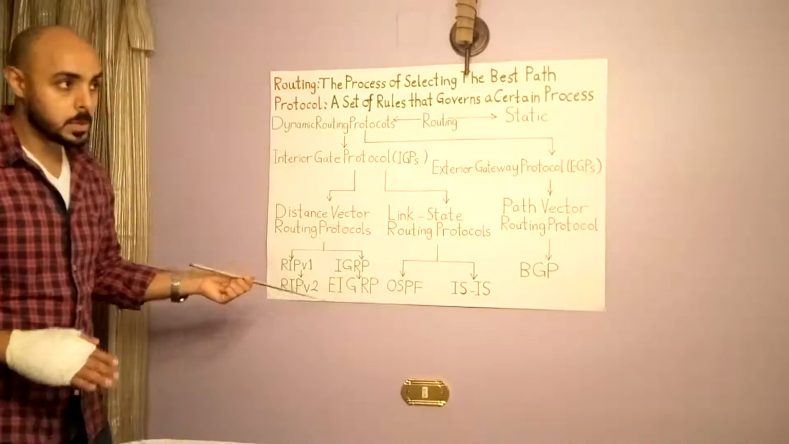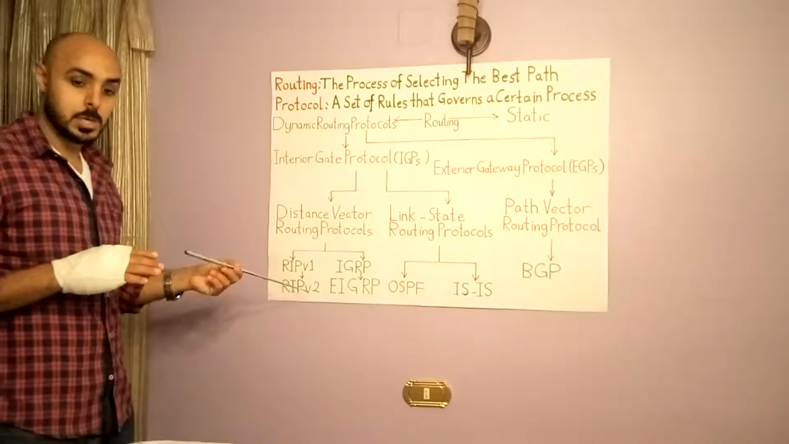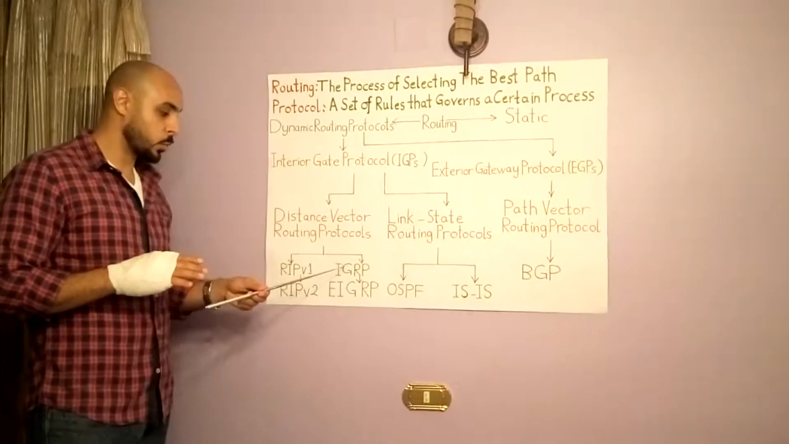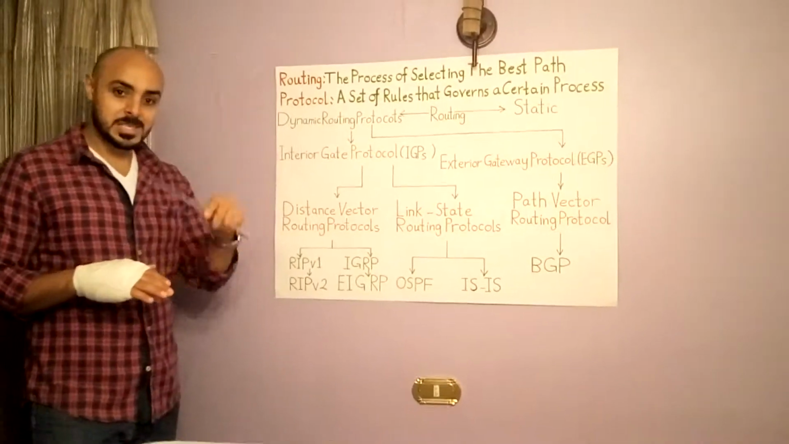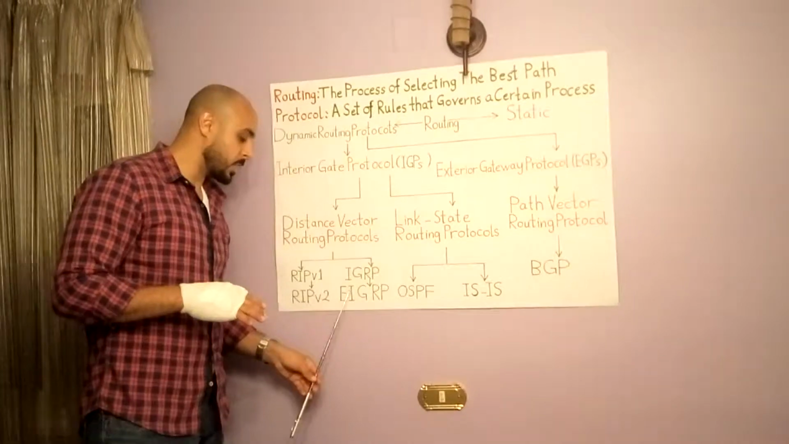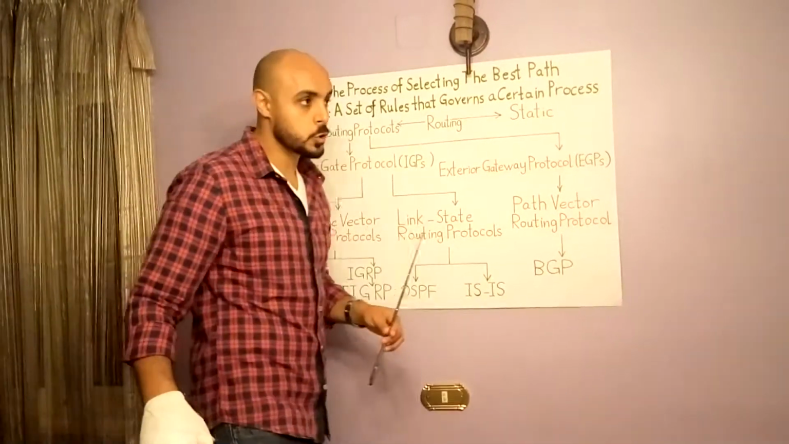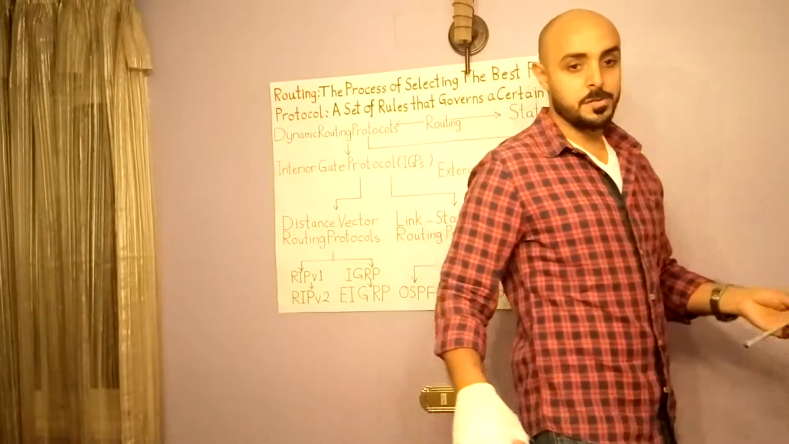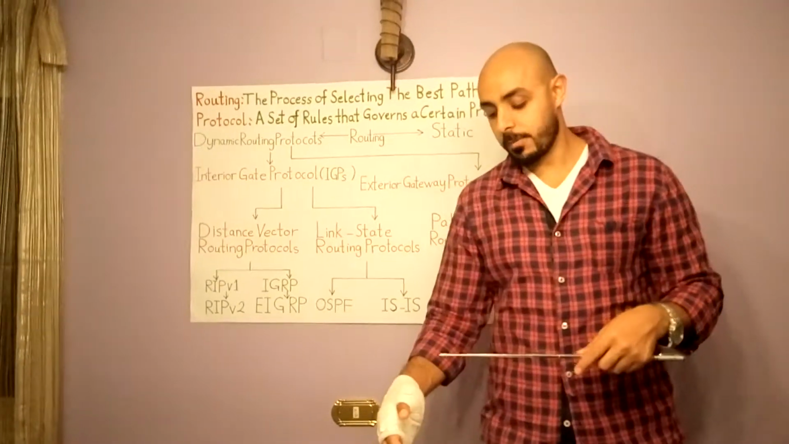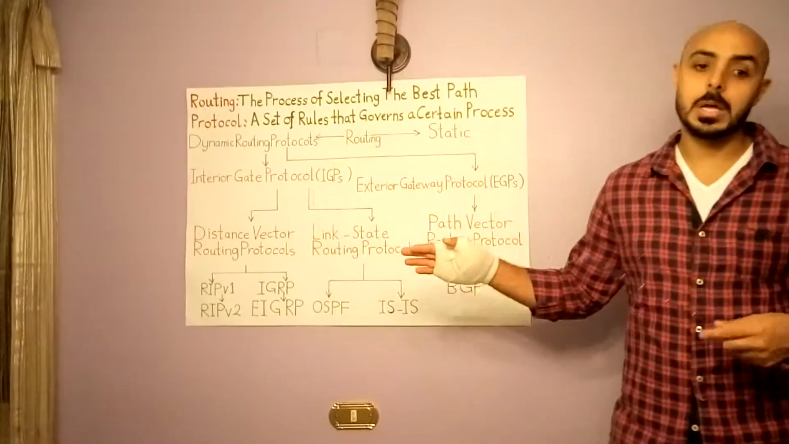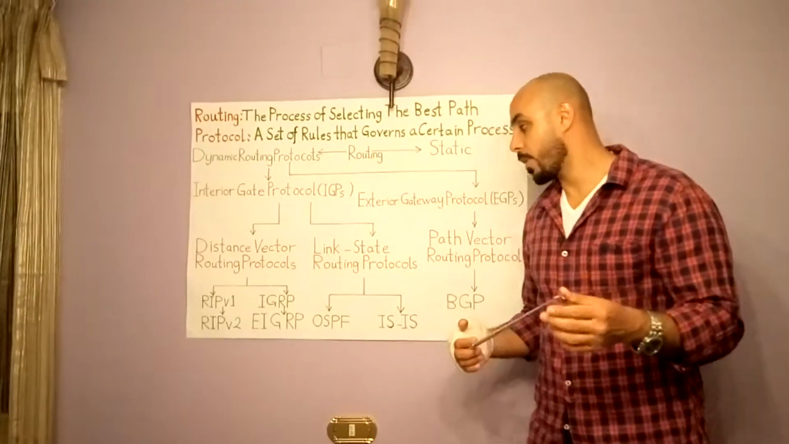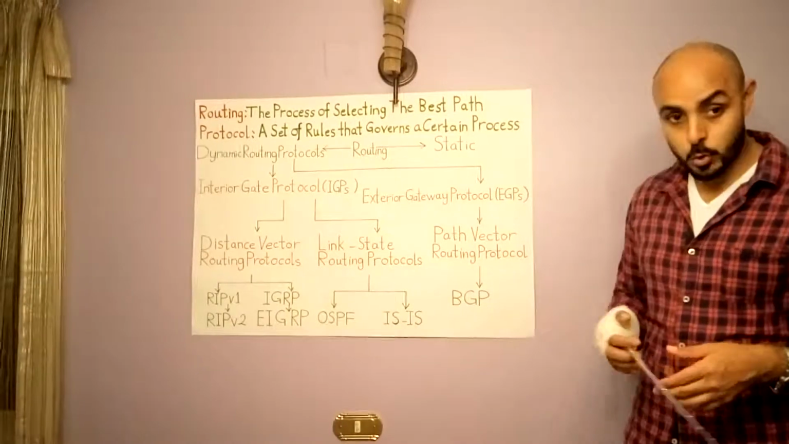The other type of the distance vector routing protocols is the IGRP. It stands for Interior Gateway Routing Protocol, and its enhanced version is EIGRP, Enhanced Interior Gateway Routing Protocol. Both of them are actually the same, but one of them was the enhanced version of the other. Both of them are Cisco proprietary, which means that they were written by Cisco.